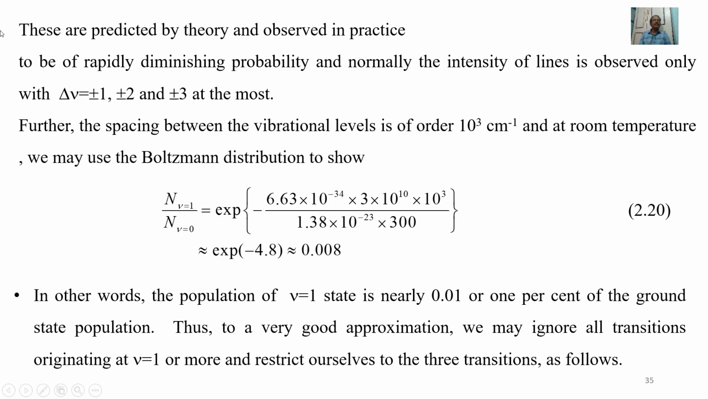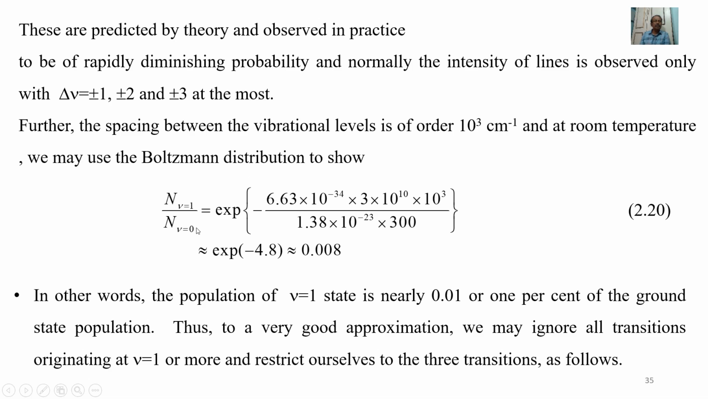These are all predicted by theory and observed in practice to be of rapidly diminishing probability, and normally the intensity of lines is observed only with del nu equals plus or minus 1, plus or minus 2, plus or minus 3, and so on at the most. Further, the spacing between the vibration levels is of order 10 to the power 3 cm^-1, and at room temperature we may use the Boltzmann distribution to show this.